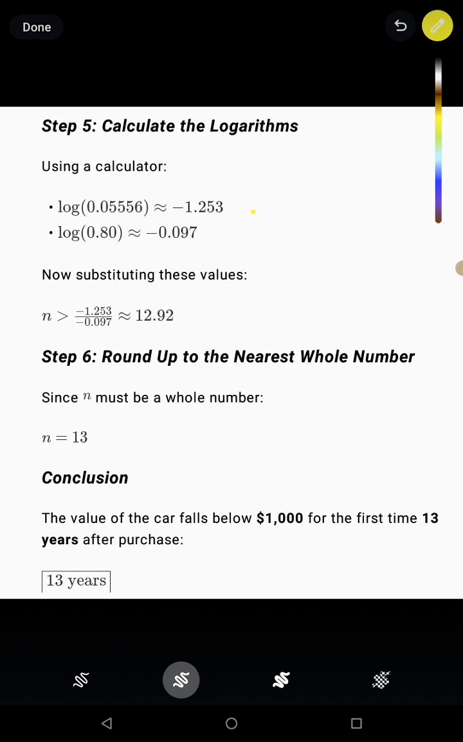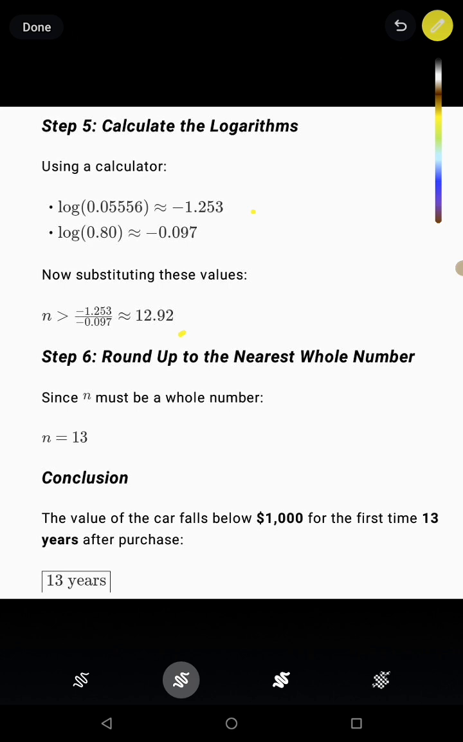So the next thing is just to divide the logarithms. We get approximately 12.92. Approximating to the nearest whole number, that is actually 13. So the value of the car falls below $1,000 for the first time after 13 years of purchase. For the first time.